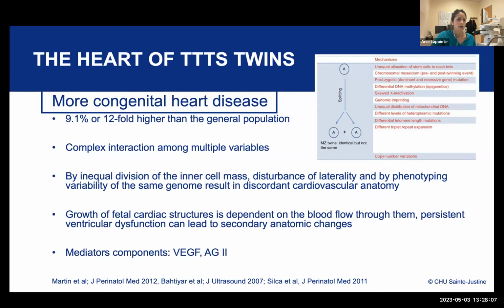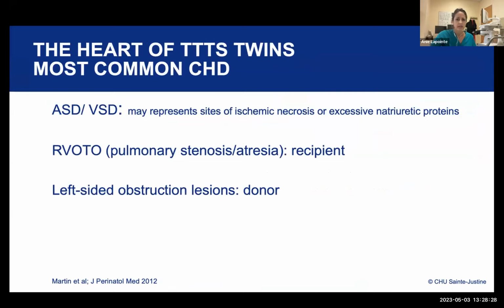Also, growth of fetal cardiac structures is dependent on the blood flow through them. Some mediators may be involved, for example VEGF or angiotensin II. TTTS twins also have more ASD and VSD, probably by ischemic necrosis or excessive natriuretic proteins. And again, just to repeat, the recipient has more right ventricular outflow tract obstruction, and the donor more left-sided obstructive lesions.